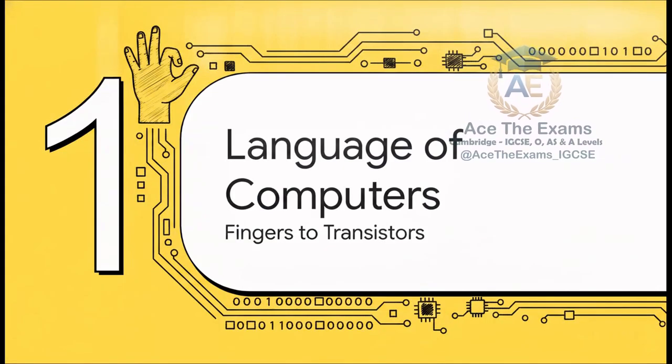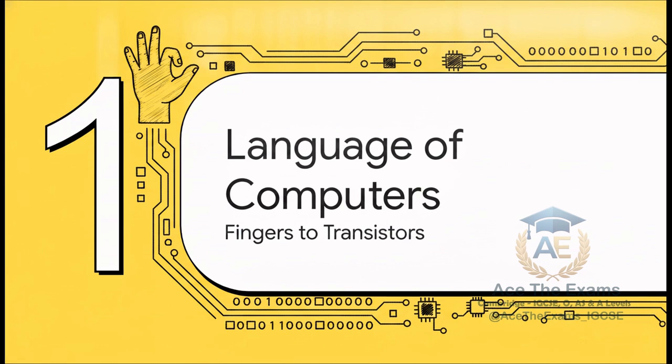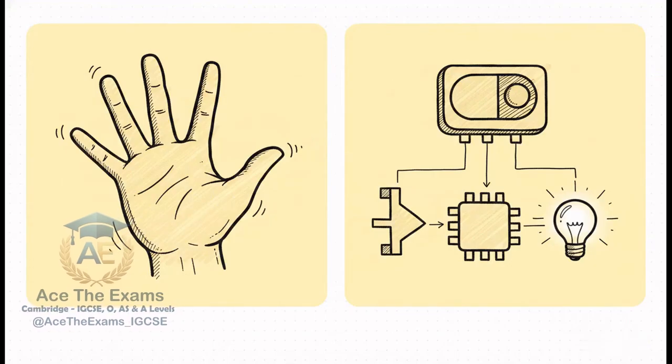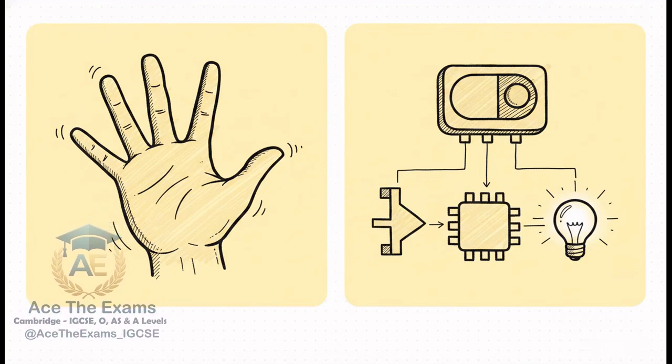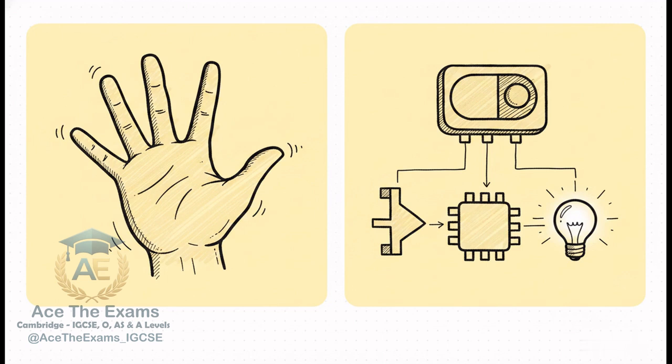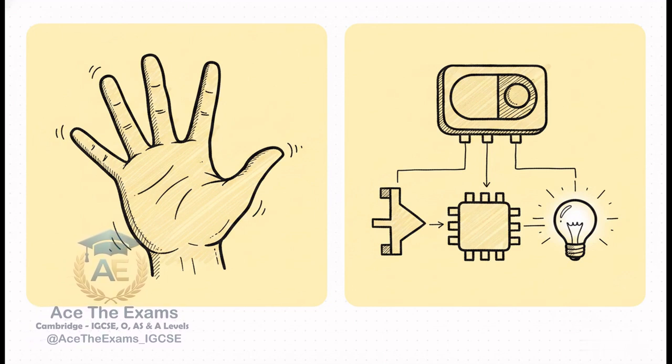So, Section 1. The language of computers, from fingers to transistors. We're starting our journey at the absolute lowest level of computing hardware today. Now, humans have used a base 10 system, also known as denary, for thousands of years. Why? Well, probably because we started out counting on our 10 fingers, right? We use the digits 0 through 9.